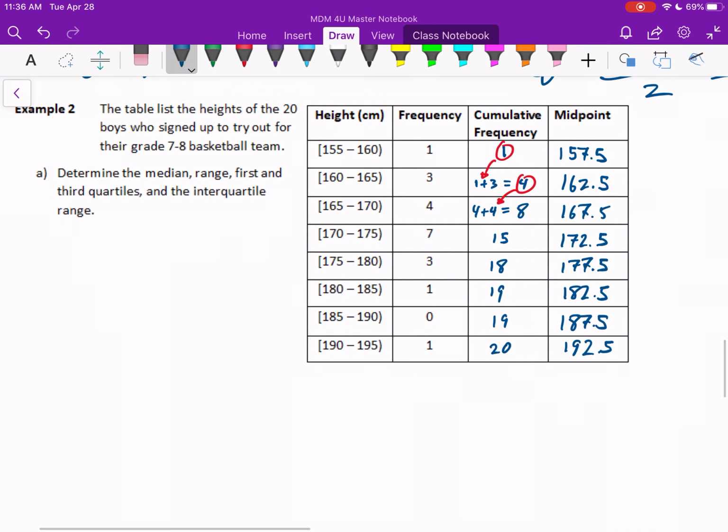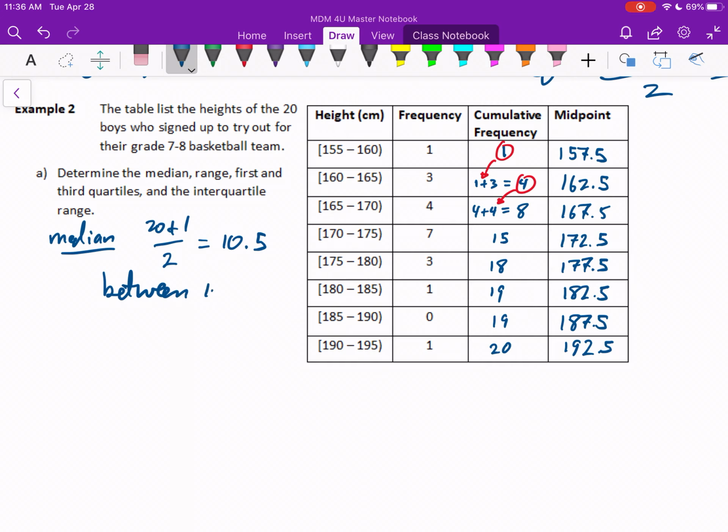So our median. For the median, we take 20 plus 1, so n plus 1 divided by 2, 10.5. So we want between the 10th and the 11th, because we have an even number of pieces of data. If we have an even number of pieces of data, it's going to be halfway in between two that we already have. Since it's grouped data, I don't want to list all the midpoints and write out 20 different numbers. I just need to find which interval that falls in.